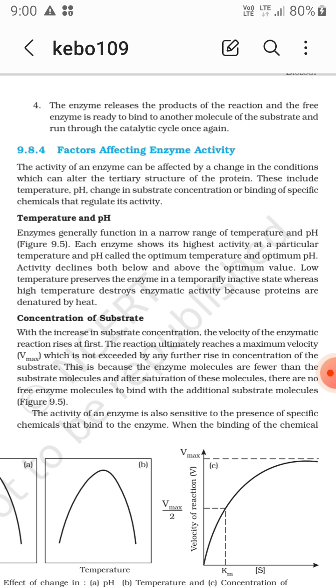Now the factors affecting enzyme activity. The activity of an enzyme can be affected by a change in the conditions which can alter the tertiary structure of the protein. These include temperature, pH, change in substrate concentration, or binding of specific chemicals that regulate its activity.